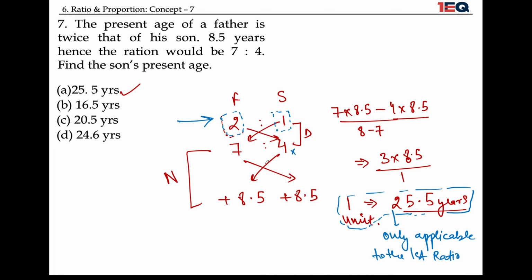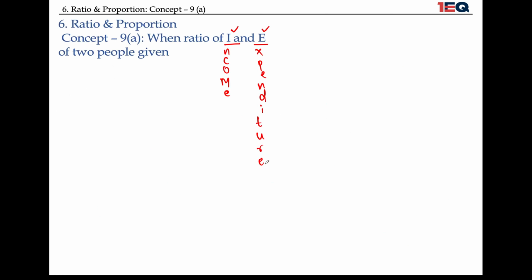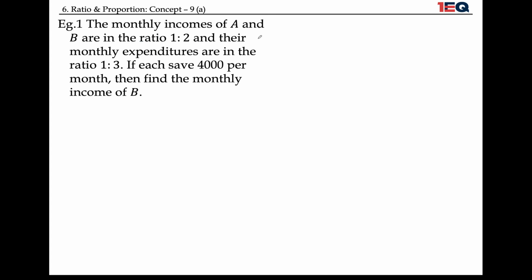In this question as well, in the income and expenditure method, the cross multiplication method would be used. I'll apply it, and then you'll understand how I did it. The monthly incomes of A and B, this is the income and this is the expenditure. Monthly incomes of A and B are in the ratio 1 is to 2, and their monthly expenditures are in the ratio 1 is to 3.